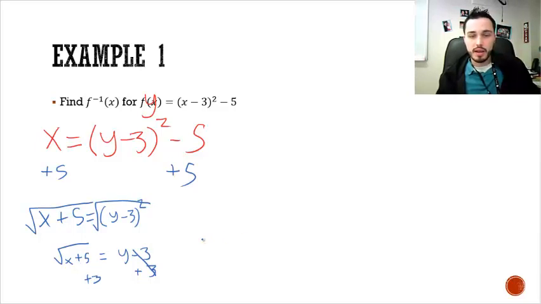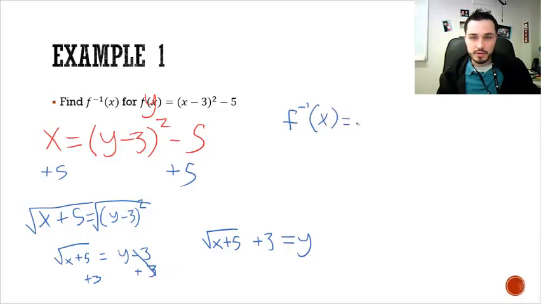So then I'm just going to write it like just one long thing, square root of x plus 5, then the plus 3. Notice the plus 3 is not underneath the square root sign. Okay, so then this is my inverse function, which using inverse notation, would be the same thing. f inverse of x equals the square root of x plus 5 plus 3.